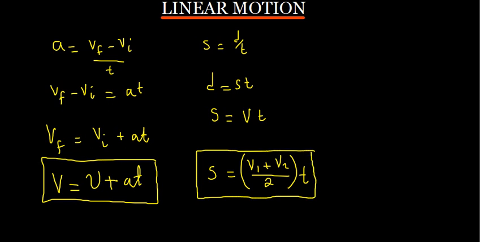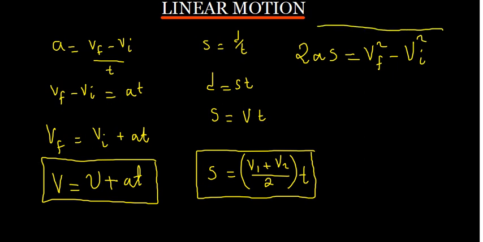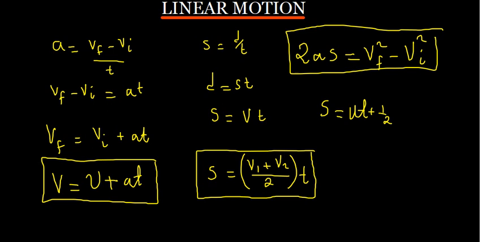And then another one you need to know is that 2 times distance times the acceleration is going to be final velocity squared minus initial velocity squared. This one also we need to know. And then again, distance is equal to ut plus half at squared.